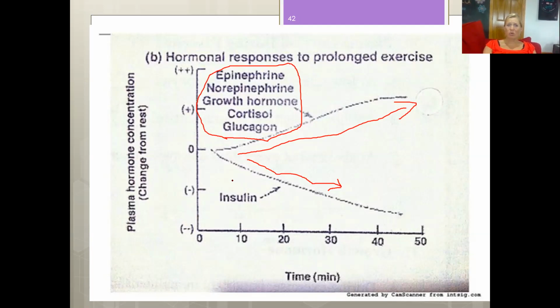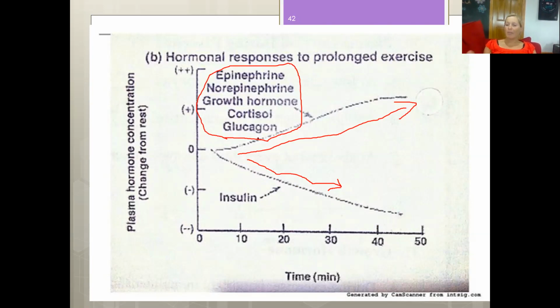I don't want to be storing anything when I'm doing exercise. So during prolonged exercise, we're going to see a decrease in insulin. However, glucagon will increase. Glucagon's job is to do the opposite of insulin. If insulin's job is to help store sugars, glucagon's job is to help get sugars out of storage.